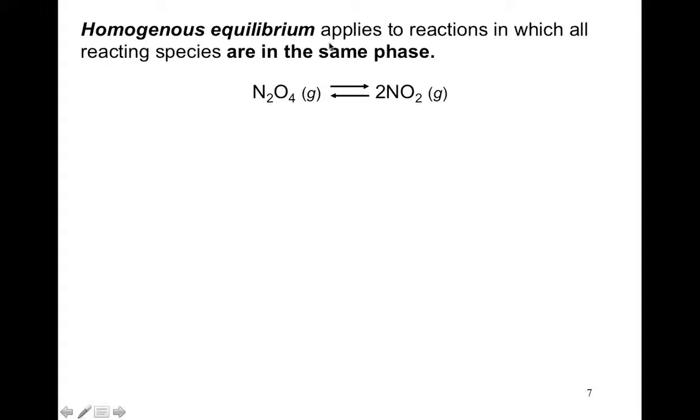So there's homogeneous equilibriums, and that's where all of our reactant species are in the same phase. So this is a gas, everybody's a gas, it's homogeneous.